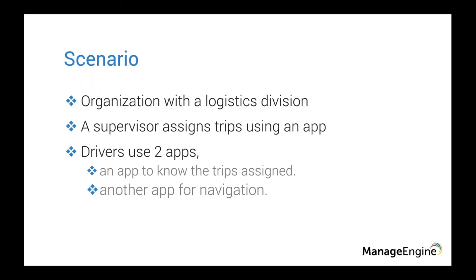So consider the following scenario where your organization has a logistics wing, and the logistics wing has a supervisor and multiple drivers. The supervisor assigns trips using one app, whereas the drivers would require two apps. One to know the trips assigned to them, and also another app for navigation purposes. Now let me take you back to the MDM server and show you how this scenario can be accomplished using a product.